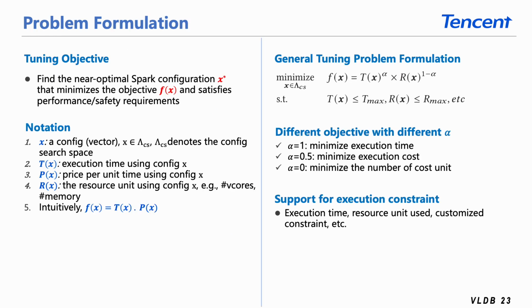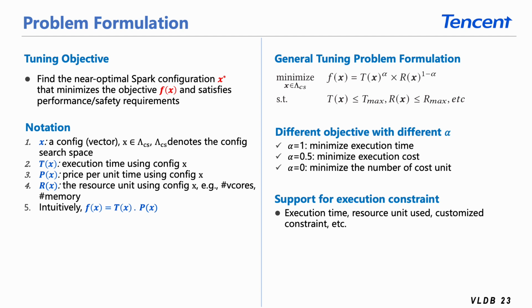Next, we introduce basic problem formulation. The tuning objective is to find the near optimal Spark configuration that minimizes the objective and satisfies performance requirements. We provide a general tuning formulation that supports both different objectives and inequality constraints.